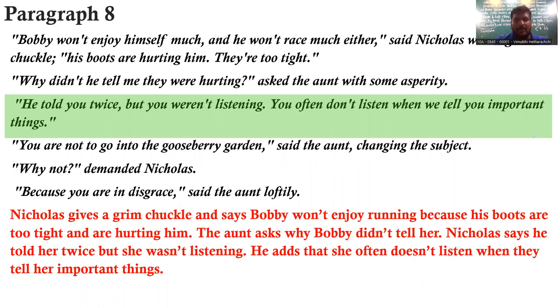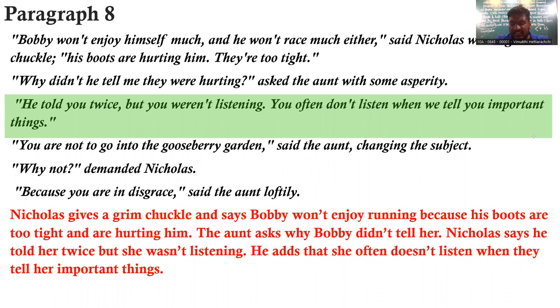Any connection towards us when we tell you something important. You always say that we are lying, we are telling some kind of jokes or something like that, but we are not doing that. Sometimes we are really serious but you don't recognize that. "You are not to go into the gooseberry garden," said the aunt, changing the subject. Again, very important. What is the subject about? The expedition to the Jagborough beach. These innocent children are suffering, so without giving an answer for these suffocated children, without giving an answer to the condition of the children, the aunt actually changed the topic again.